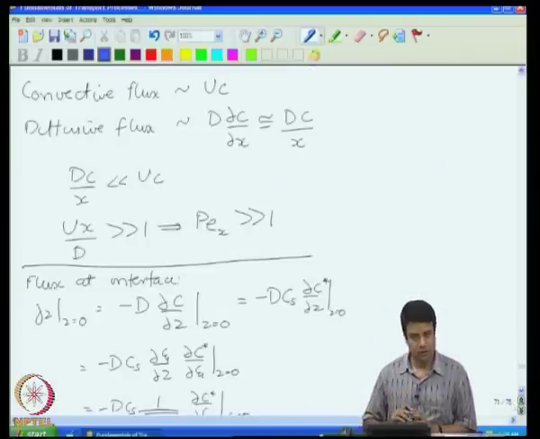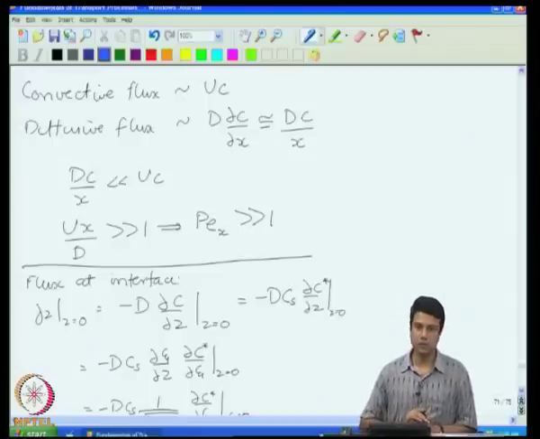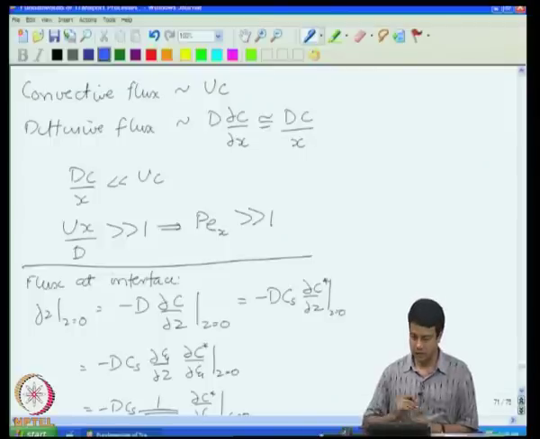And finally, the convective flux and the diffusive flux, the ratio of those two has to be small. That happens when the Peclet number based upon the downstream distance x is large compared to 1. Okay, so, these are the conditions. And this enabled us to get for the first time a correlation between the Nusselt number and the Peclet number for this particular problem. Okay.